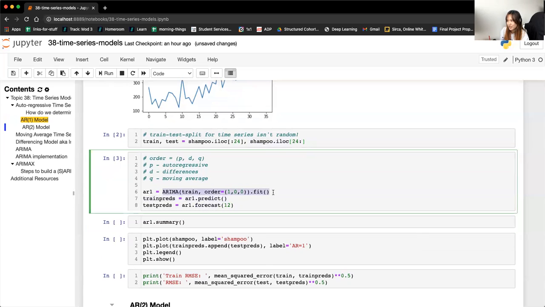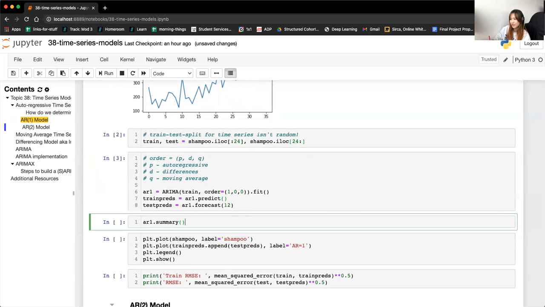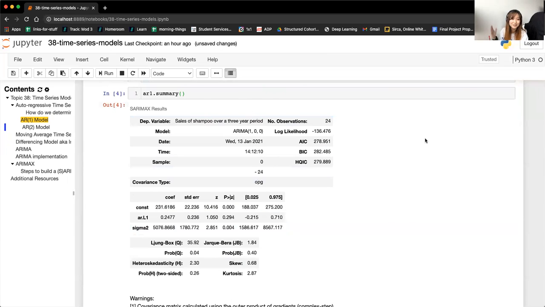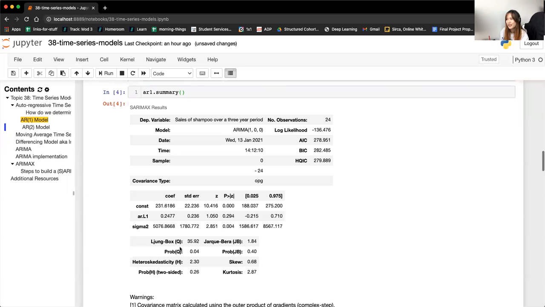My model has been trained. I have my preds for my train and test set. And one thing we can look at is the summary. And I'll go through this in a little bit, but as you can see, statsmodels, pretty neat with this summary. And it looks very, very similar to our linear regression output. You can see here you have actually your terms, and I'll go through these in a little bit.